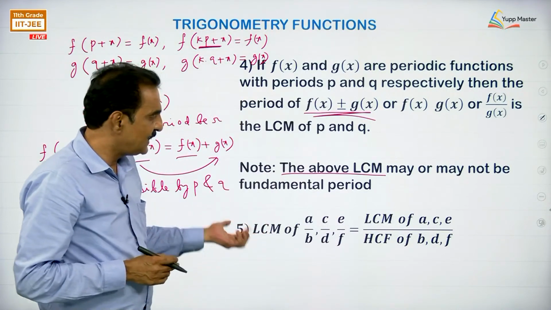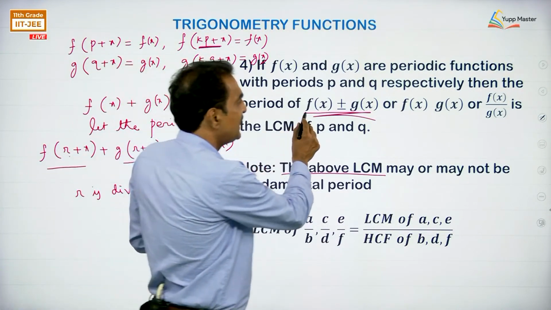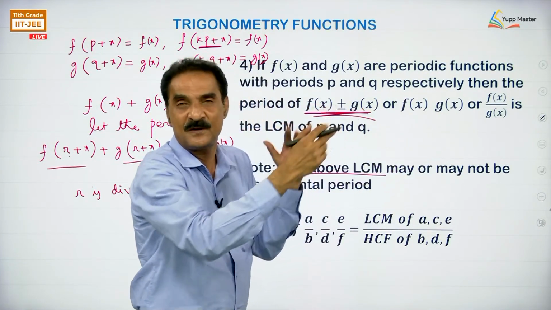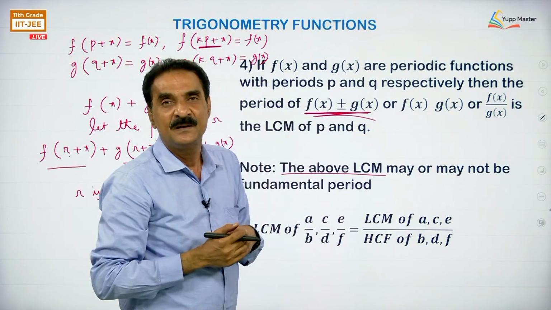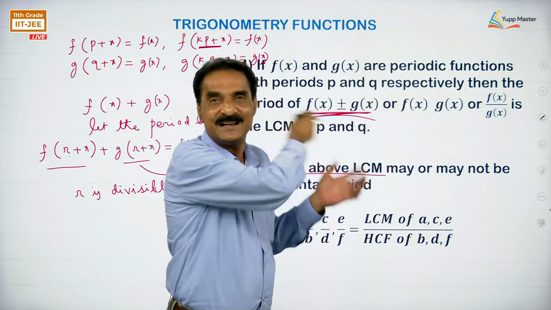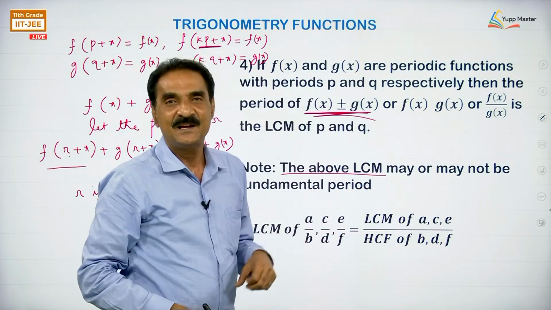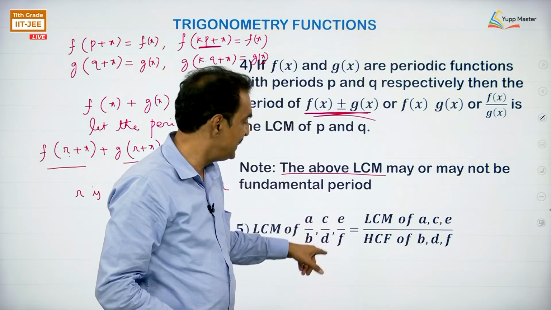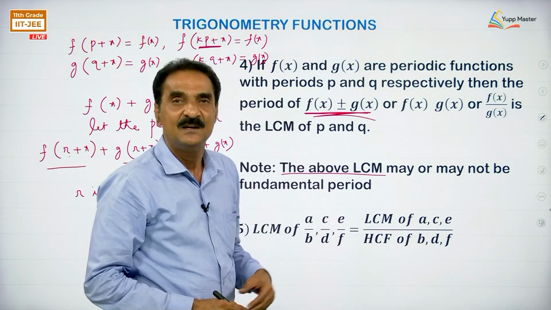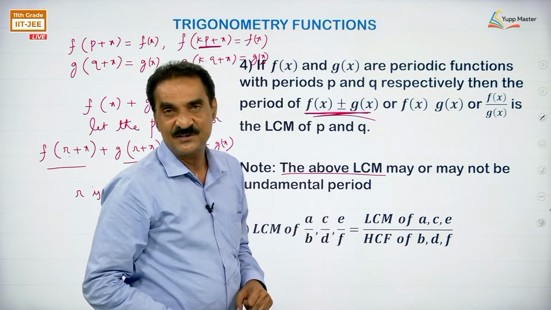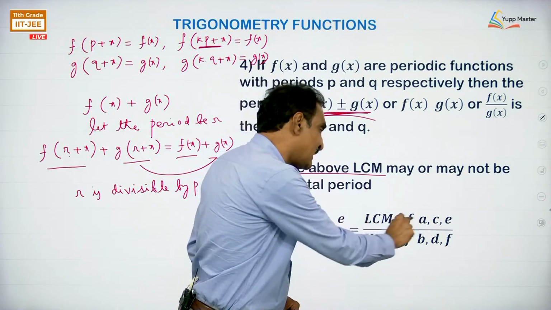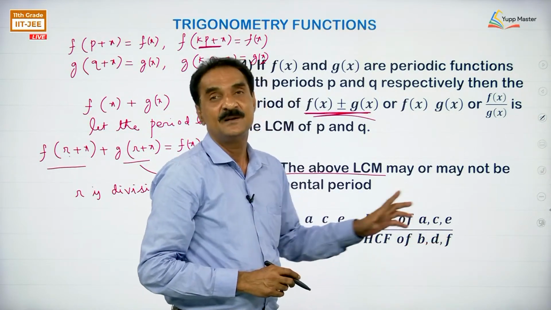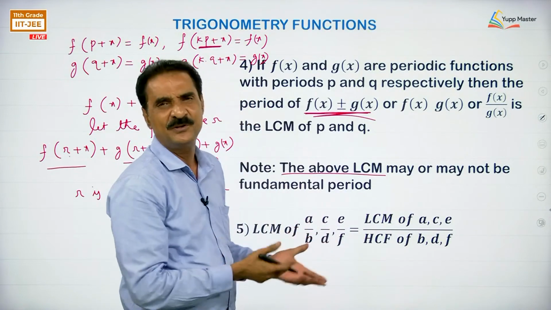Next, here I gave the example for 2 functions only. You can have a sum of 3 functions or 4 functions. Then how to find the period? You have to take the individual periods and take the LCM of all the periods. While taking LCM, if you get fractions a/b, c/d, e/f, the LCM of the 3 fractions is equal to the LCM of the numerators a, c, e divided by the HCF of the denominators b, d, f. All of you must be knowing this.